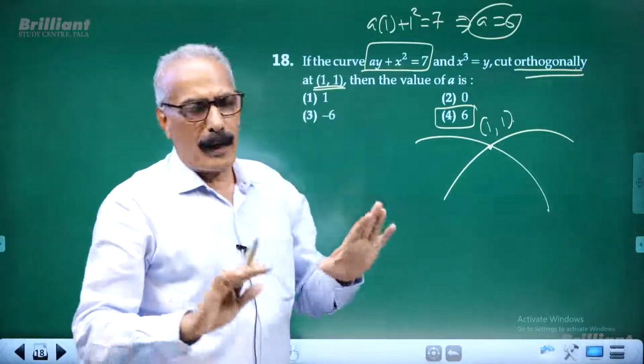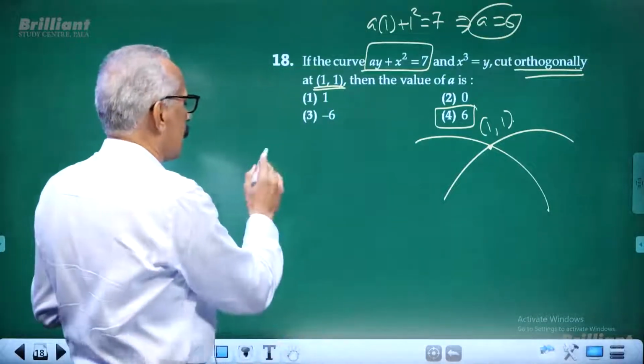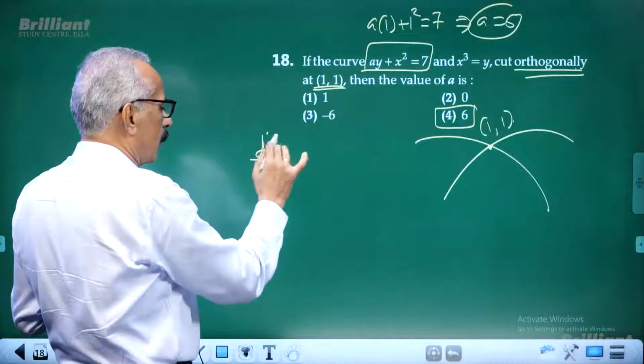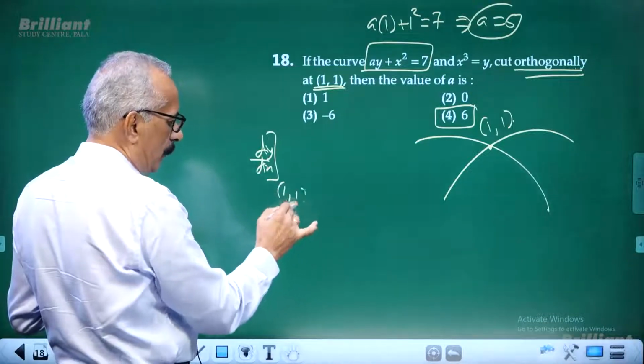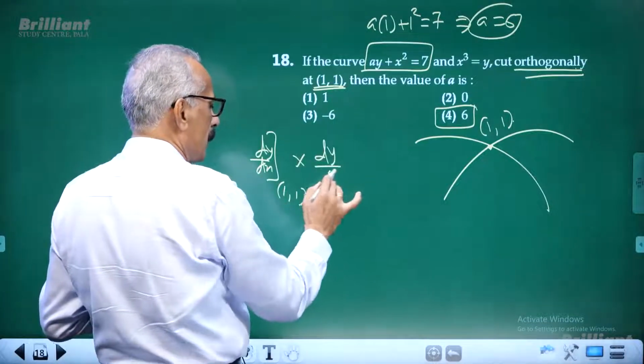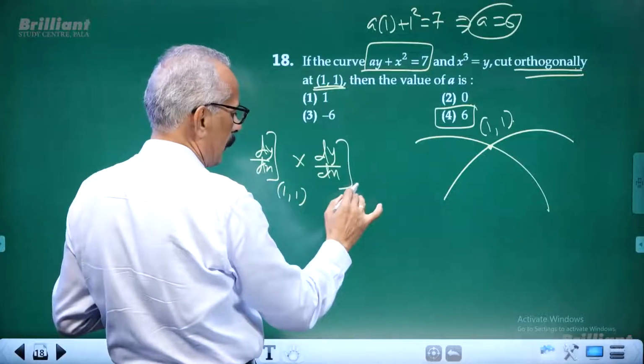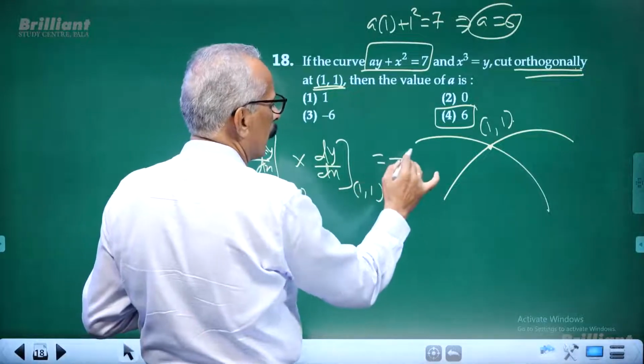If it were some other point, what you should do is dy by dx of the first one at 1, 1 into dy by dx of the second curve at 1, 1 should be equal to minus 1.